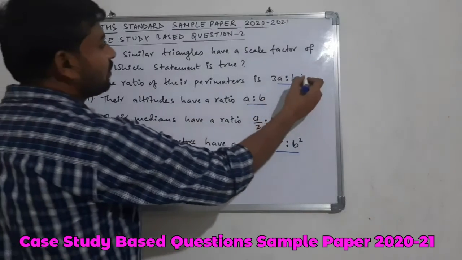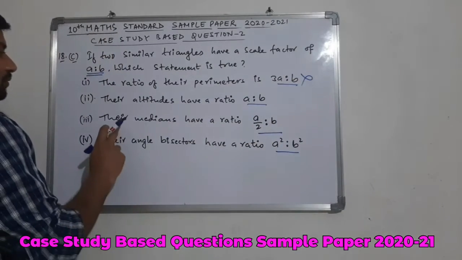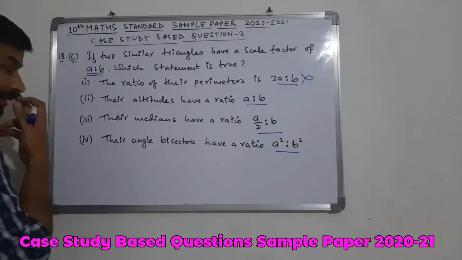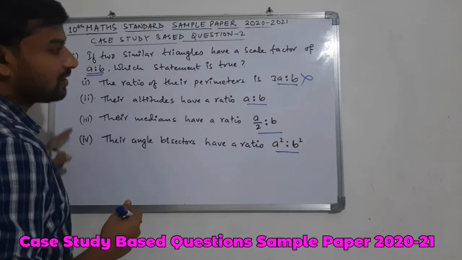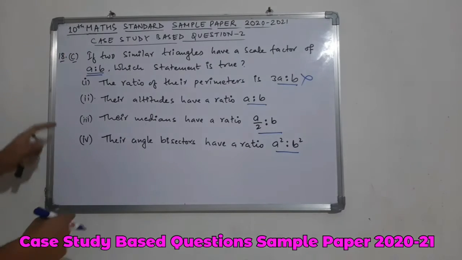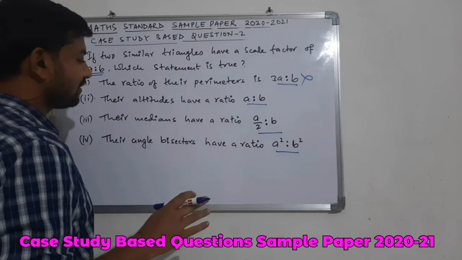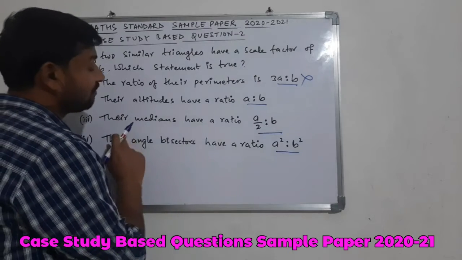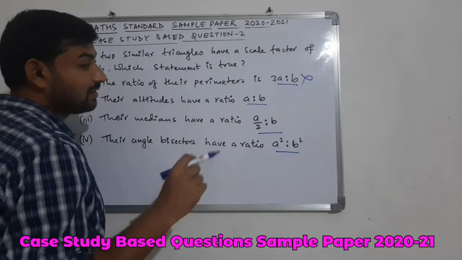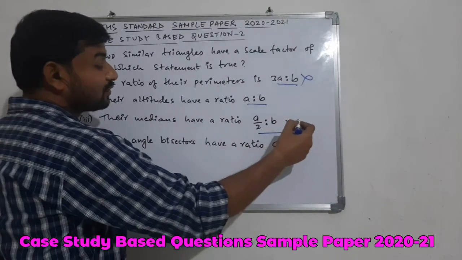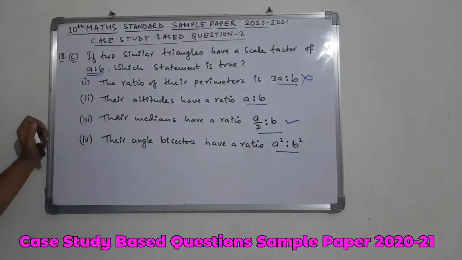So this is a wrong option. When we come to the medians, let me come to these two which are not simple. So we will find out the correct answer. It's very simple. Their medians have a ratio. If the triangles are similar, then the medians will have a ratio same as the sides.